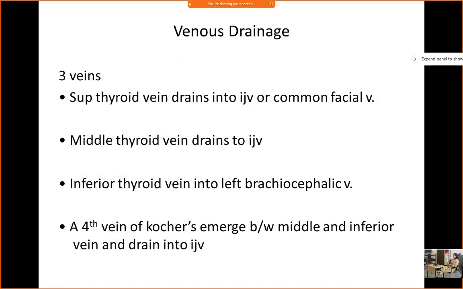What about the venous drainage? There are mainly three veins which drain the thyroid gland. This is your superior thyroid vein, which drains into the internal jugular vein or the common facial vein. Then we have the middle thyroid vein, which also drains to the internal jugular vein. Then we have the inferior thyroid veins, which drain into the left brachiocephalic vein. Then sometimes a fourth vein is also present, known as Kocher's vein, which emerges between the middle and the inferior vein, and this also drains into the internal jugular vein.